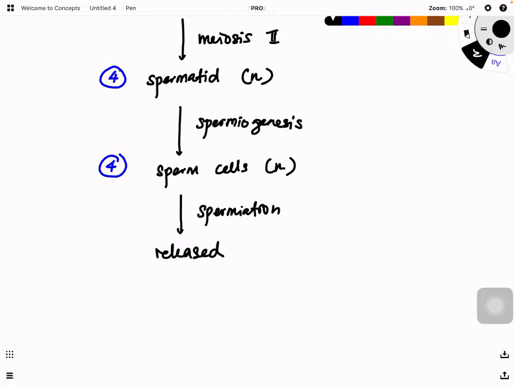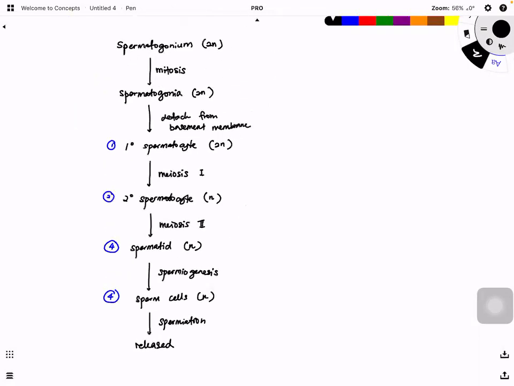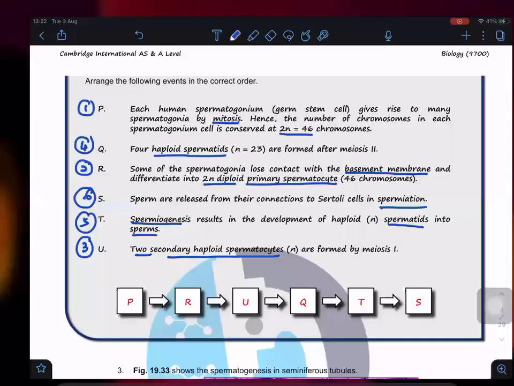Okay, so this is the summary. You can take a photo if you need. This is the summary of spermatogenesis. Relatively simple and non-complicated, if you compare it to the female later. Okay. Any questions so far, guys? If no, then I'll continue. You have notes.